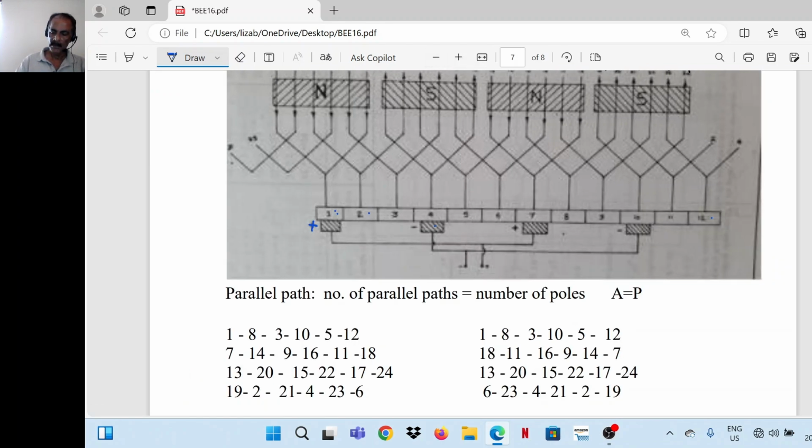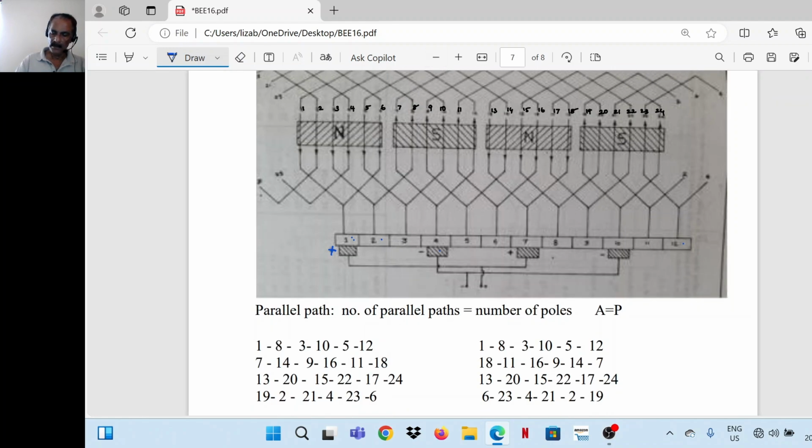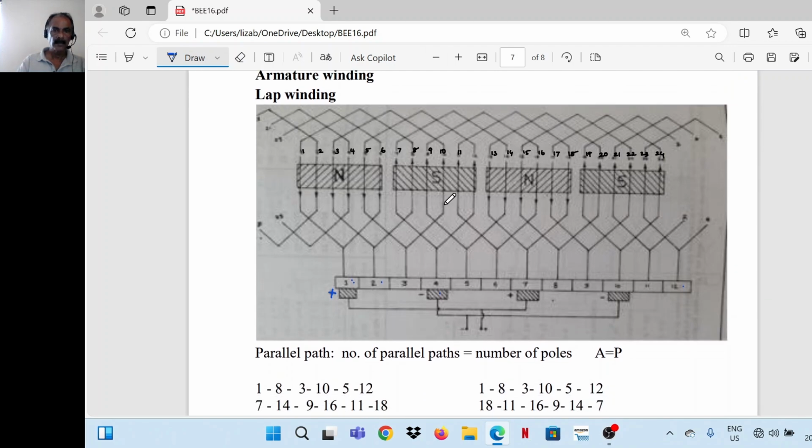So let's check 7, 14, that is from this negative brush, this is 7. 7 is connected to 14. 14 is connected to 9. 9 is connected to 16. 16 is connected to 11. 11 is connected to 18 and comes to a positive brush. So these conductors are connected in series between a positive and a negative brush. All positive brushes are shorted, interconnected. All negative brushes are shorted or interconnected, and connection is taken to the external circuit.